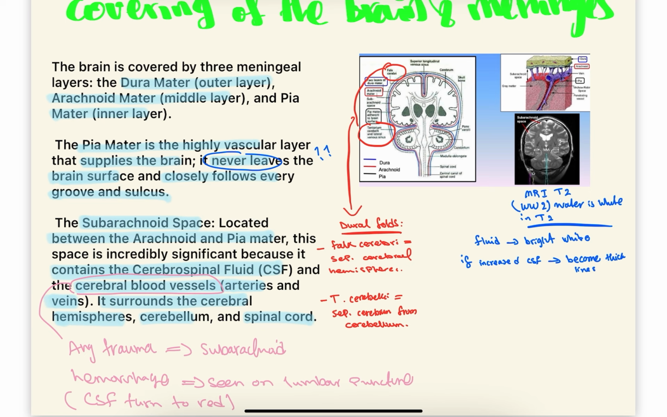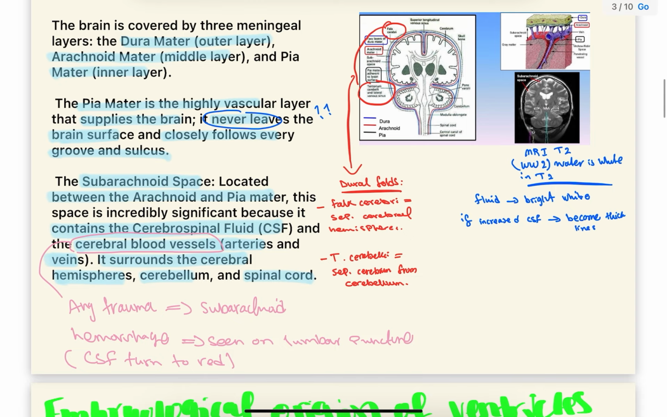Now, since we said the subarachnoid space has these vessels, what will happen if these vessels became damaged? We will have hemorrhage, a subarachnoid hemorrhage, and we can see it on a lumbar puncture. We know that usually it's supposed to be clear. Now, if there is this damage, it's going to turn red. We're going to see spottings on the lumbar puncture.